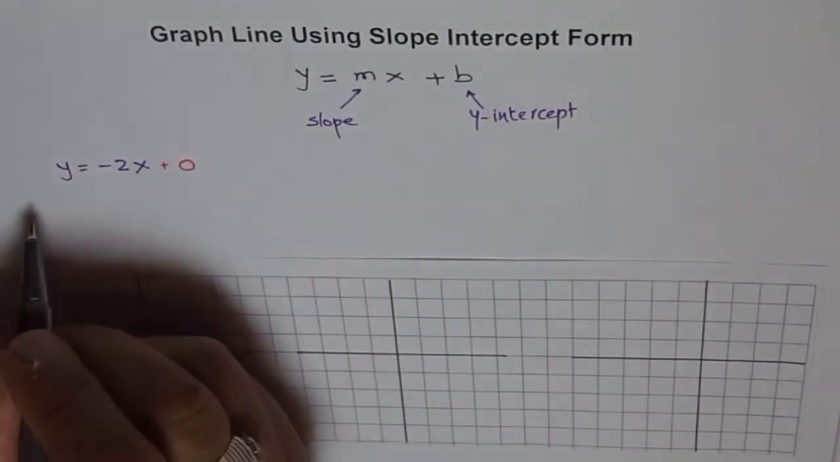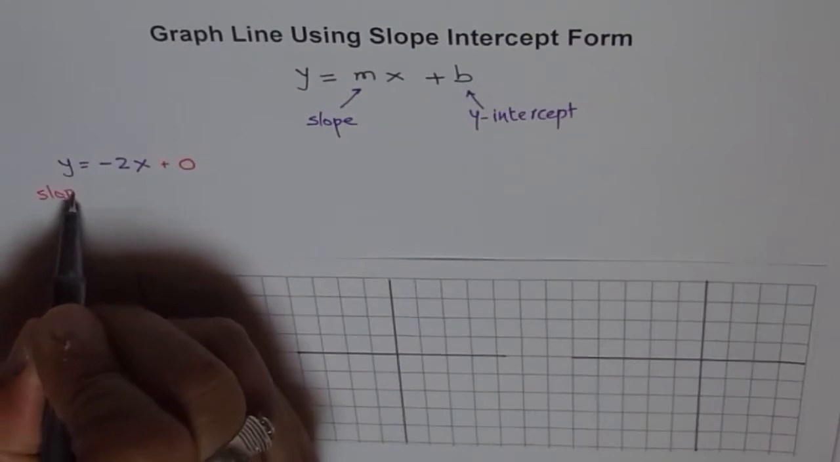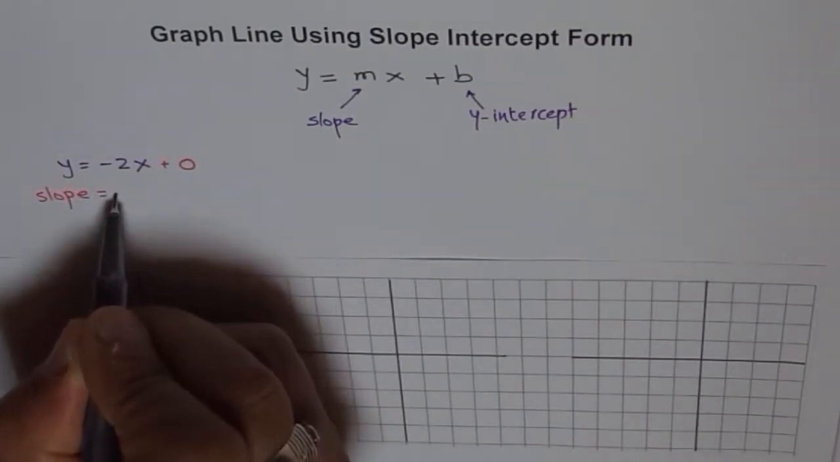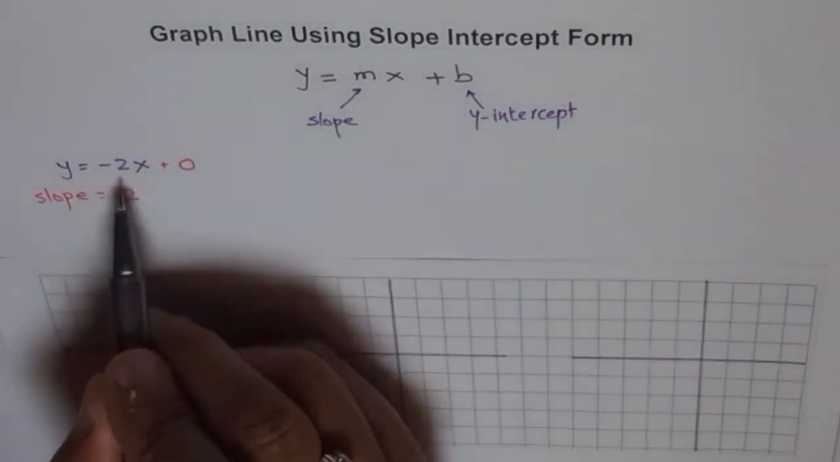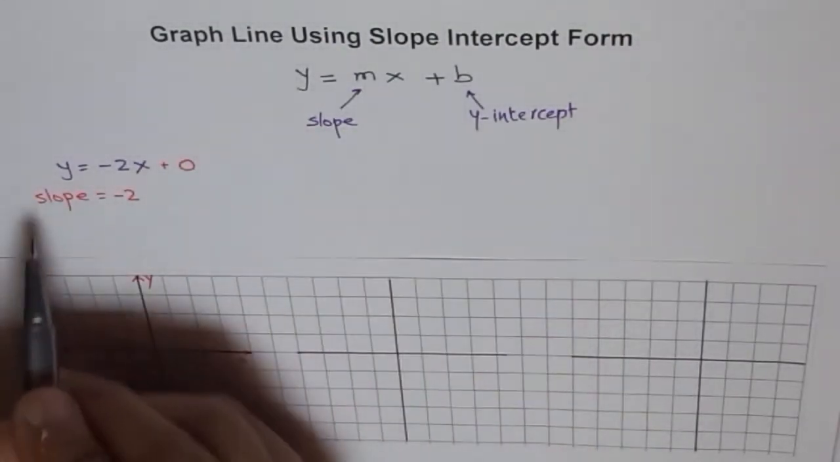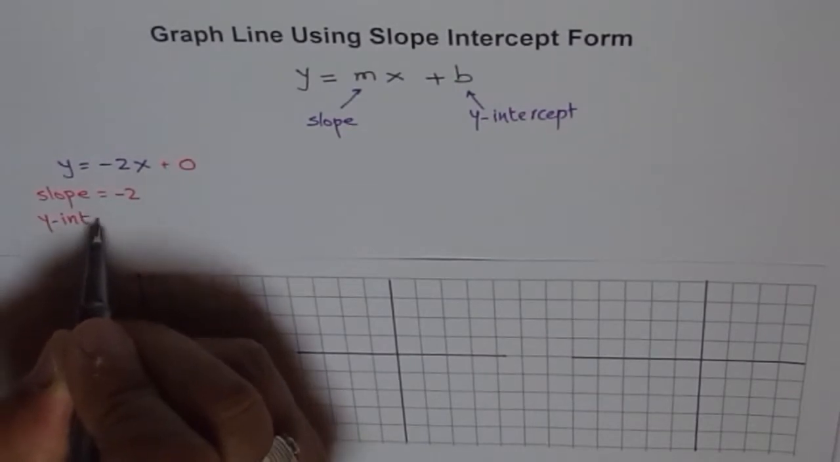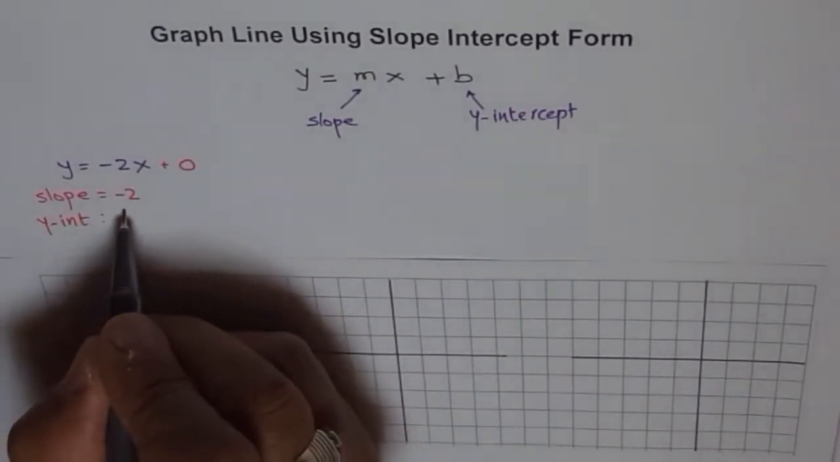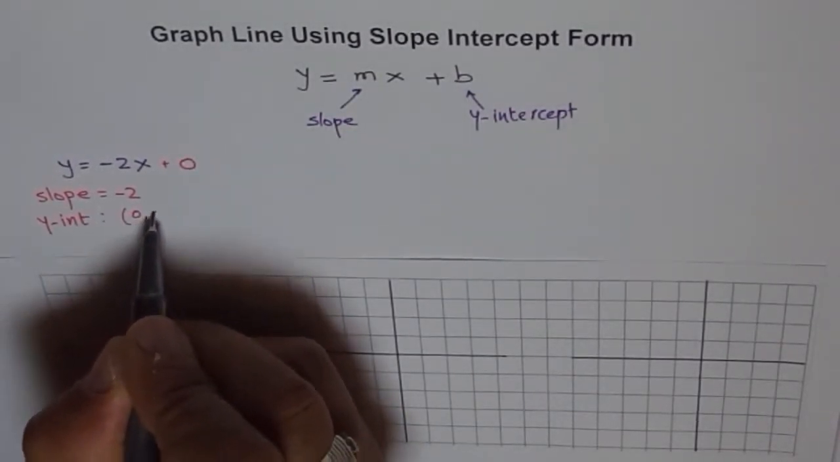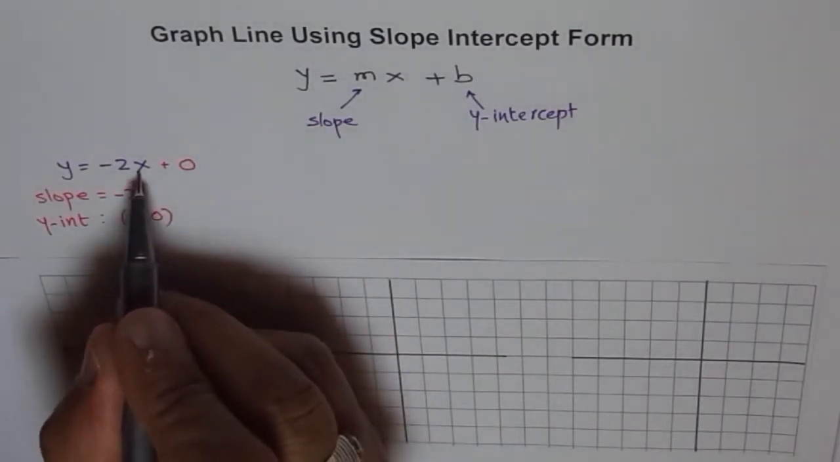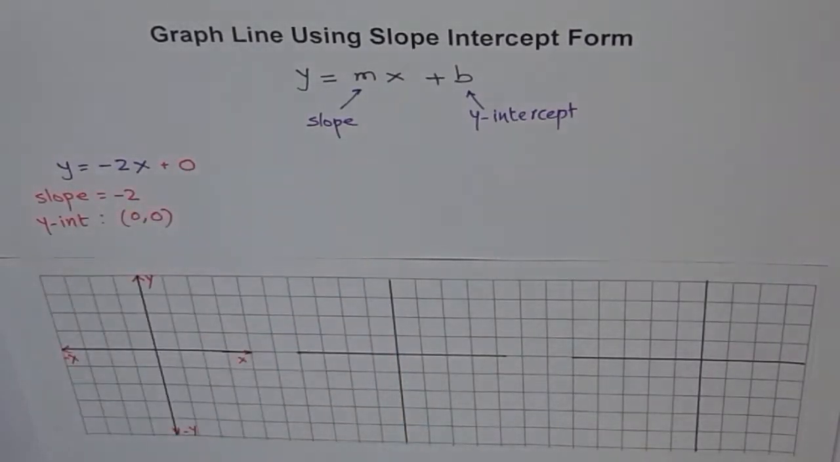And what is the slope? So we'll say the slope is equal to minus 2. If you compare this equation with y equals mx plus b, we say the slope is minus 2 and the y-intercept is 0, 0, right? Because the x value is 0, y is 0, okay? At the y-intercept, x has to be 0, correct? Slope is minus 2.